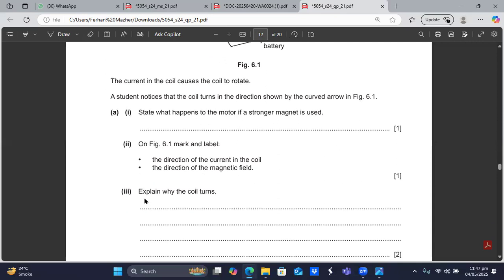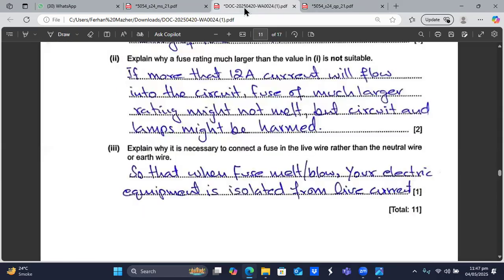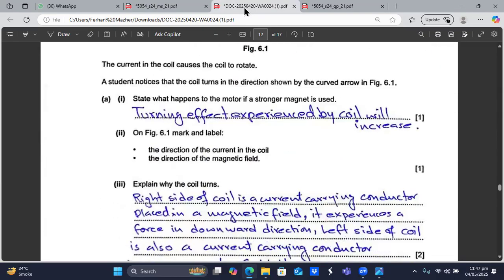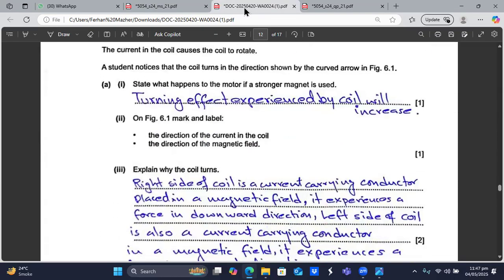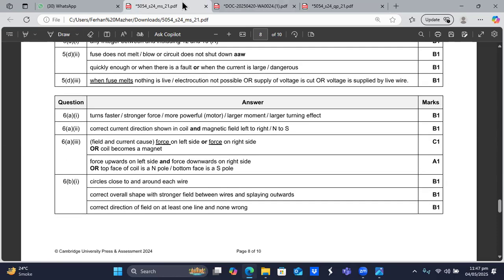State what happens to the motor if a stronger magnet is used. When you use a stronger magnet, the turning effect will increase and the coil will rotate faster. So question number 6, its A part, is coming up on your screen. The turning effect experienced by the coil will increase. The coil will rotate faster. It will turn faster.